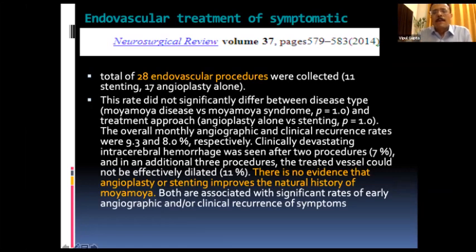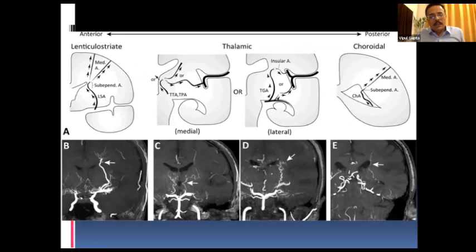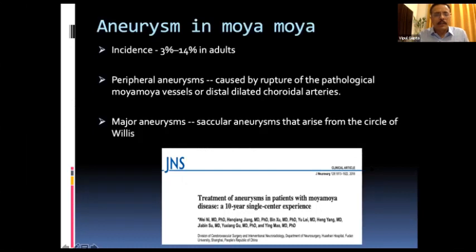In Moyamoya, typically, there was a paper published, a review of 28 procedures, and there was no evidence that any angioplasty stenting worked. But Moyamoya also has hemorrhagic complications, which is because of the collaterals. So Moyamoya can develop various perforator collaterals from lenticulostriate and choroidal vessels and other vessels. And because of increased hemodynamic stress on these perforators, with time they can develop aneurysms. So aneurysms can happen in 3 to 14% of adult patients with Moyamoya.